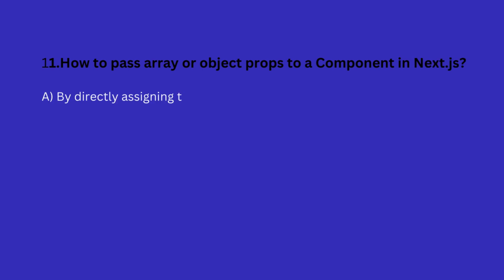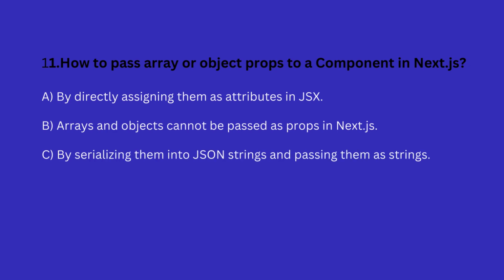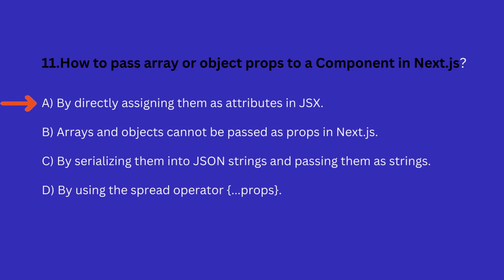11. How to pass array or object props to a component in Next.js? A. By directly assigning them as attributes in JSX. B. Arrays and objects cannot be passed as props in Next.js. C. By serializing them into JSON strings and passing them as strings. D. By using the spread operator, props. Correct answer is option A.